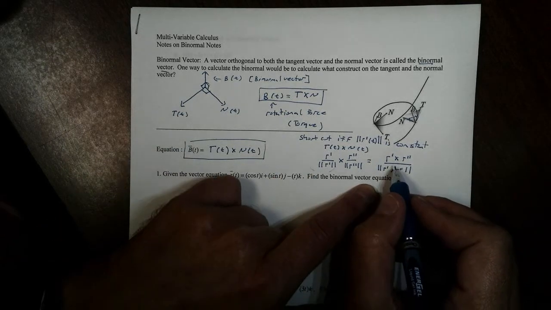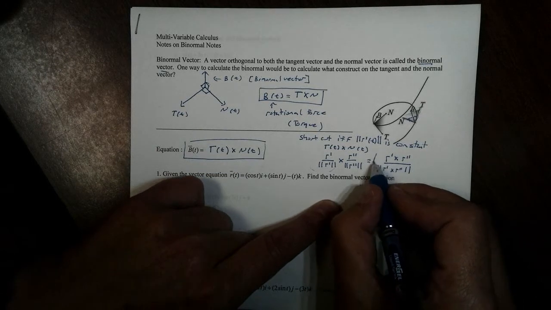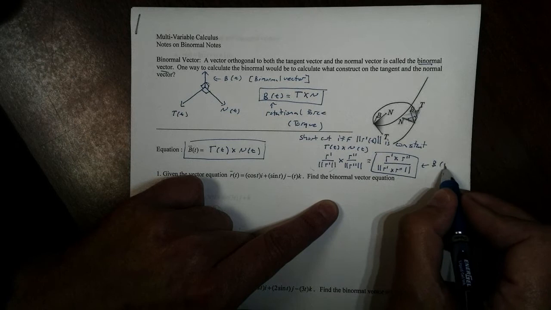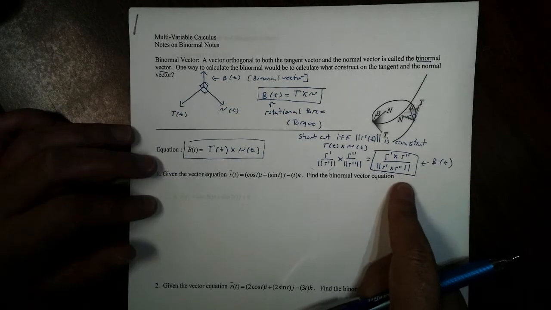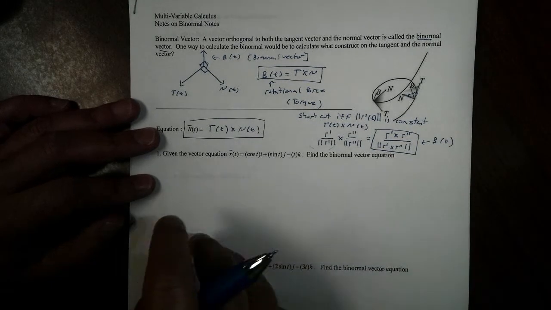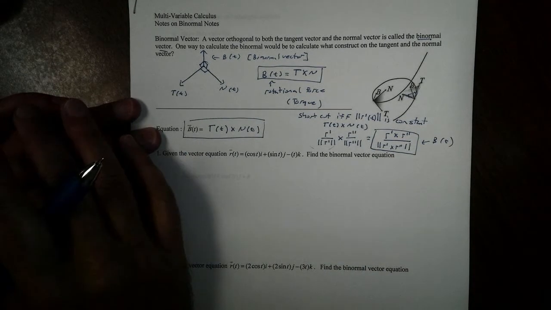And this way is actually a lot shorter. So this is another way we can write our binormal vector, or calculate it. And we're going to see just how much easier that will be for us. So let's take a look at one example, and then we'll take a break.